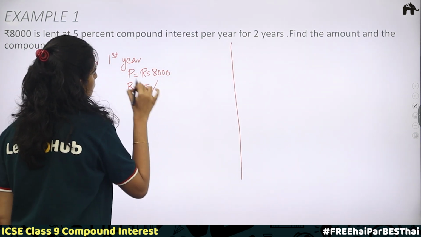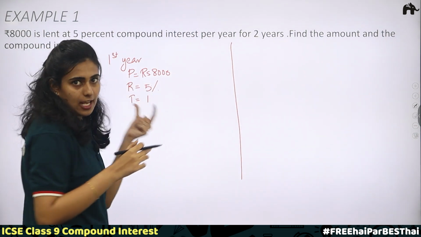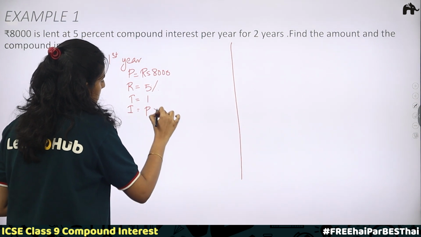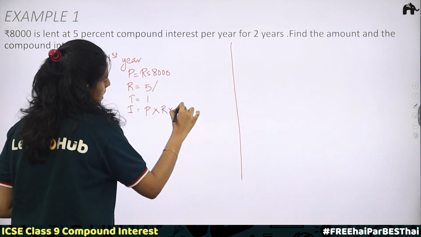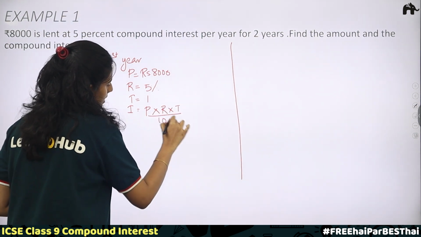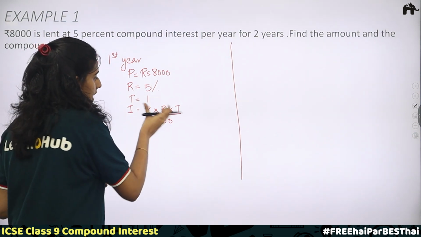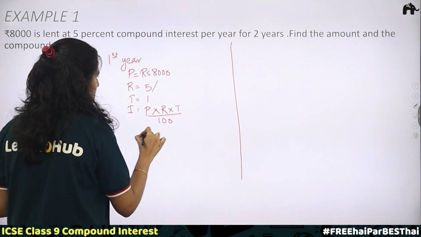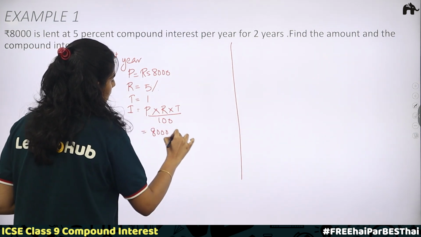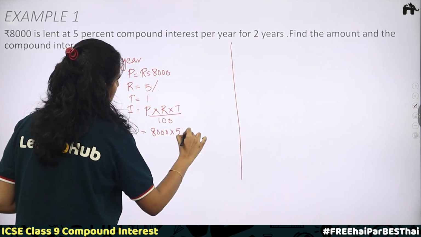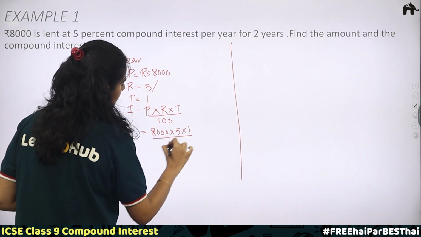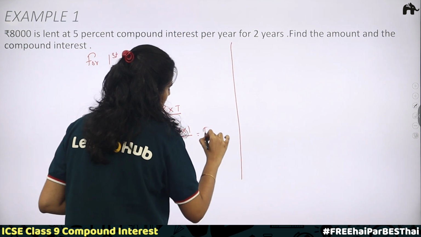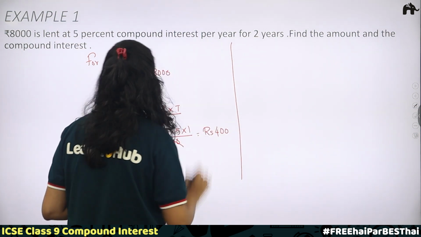Time is 1 year. For the first year, we are calculating the interest. Interest I will be equal to principal into rate of interest into time divided by 100. In a similar way, we will be finding simple interest also. The same way we are going to find the interest here. Here the principal is 8,000 into rate of interest 5, time 1, divided by 100. Cancelling zeros, 80 into 5, which is rupees 400. Okay.